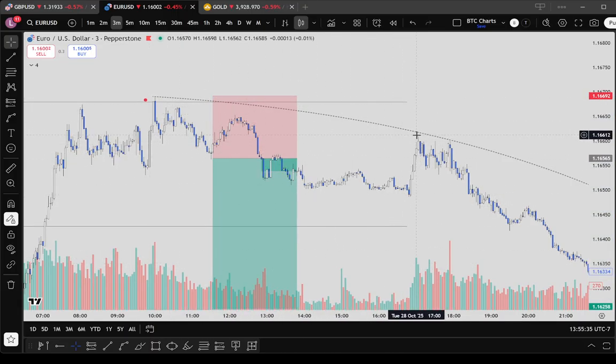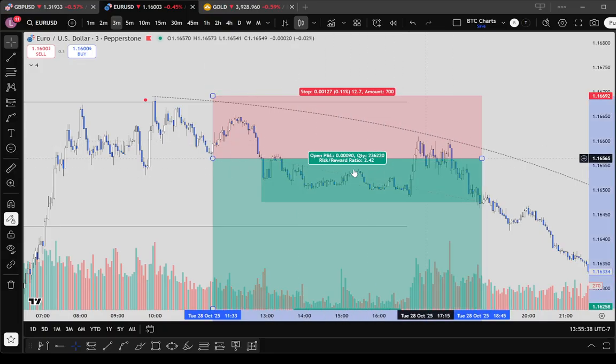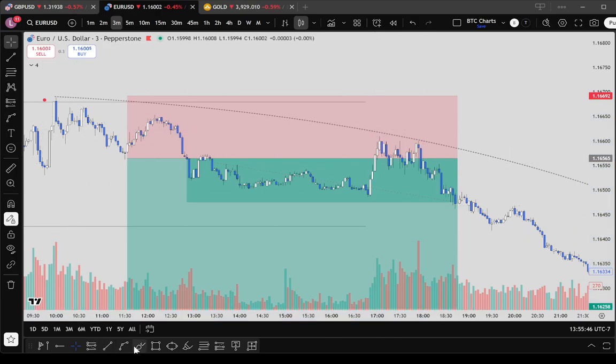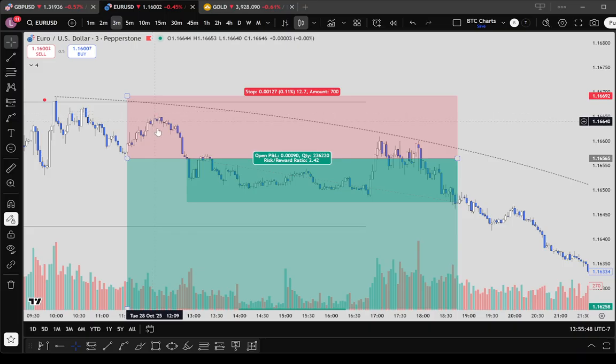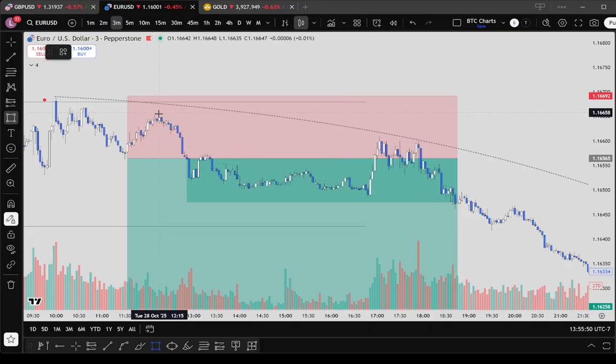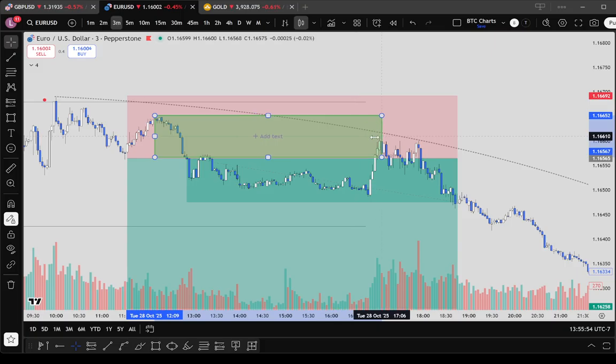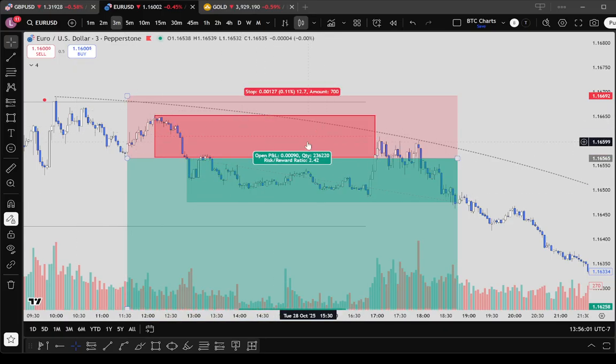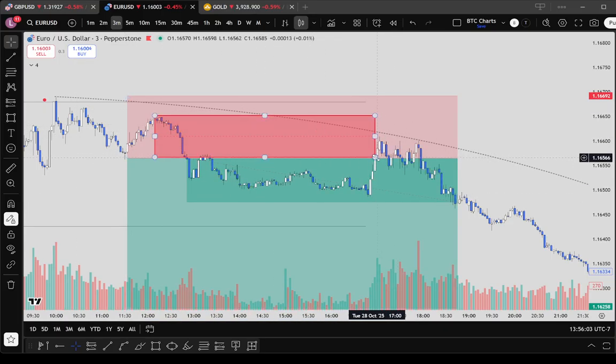Came down. Notice it wicked right here right after. So it came down, made some weird accumulation thing, came back up, wicked this supply. I'll draw it out. On my entry, this is market maker supply. There we go. Wicks this, goes lower.